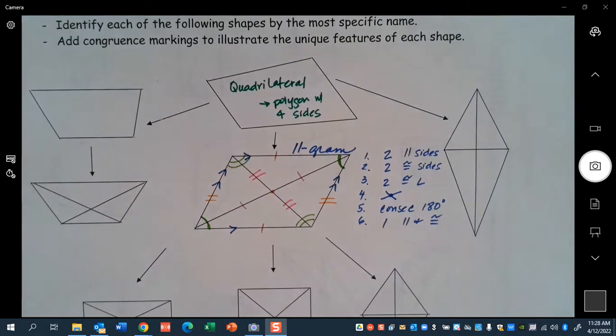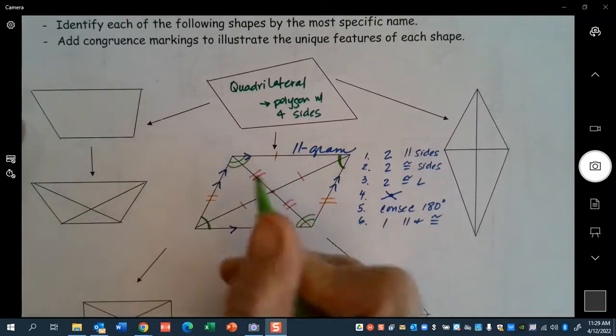Now, nobody said anything about this diagonal bisecting this angle. That doesn't happen all the time in a parallelogram. But let's make sure I have everything I have listed. 2 sets of opposite parallel sides, I've got that listed. 2 sets of opposite congruent sides, I've got that listed. 2 sets of opposite congruent angles, bisecting diagonals. The only thing I don't really have here is that consecutive angles are supplementary.